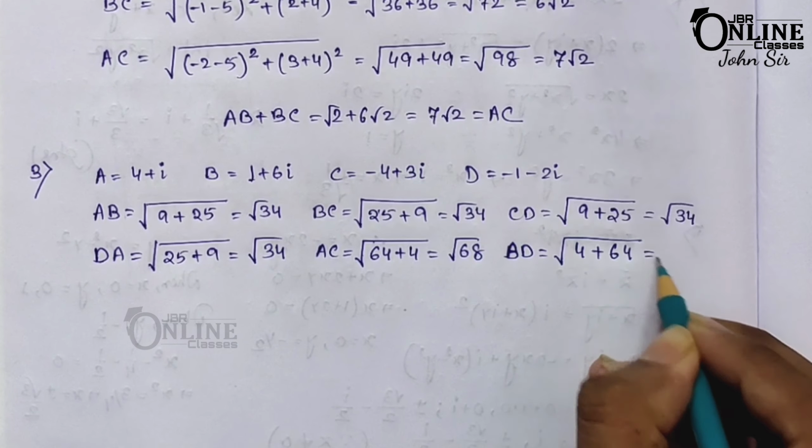So now you can write here AB equals BC equals CD equals DA, as well as AC equals BD. So you can write here ABCD is a square. But if AC is not equal to BD, then in that case it will be a rhombus. Remember that. Now sum number 4.